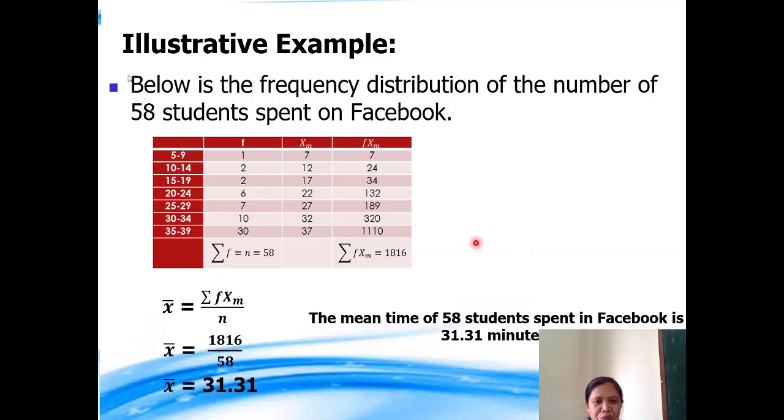1,816, and the total frequency, which is also equal to n, is equal to 58. So by substituting these values in the given formula, the mean time that 58 students spent on Facebook is 31 minutes.